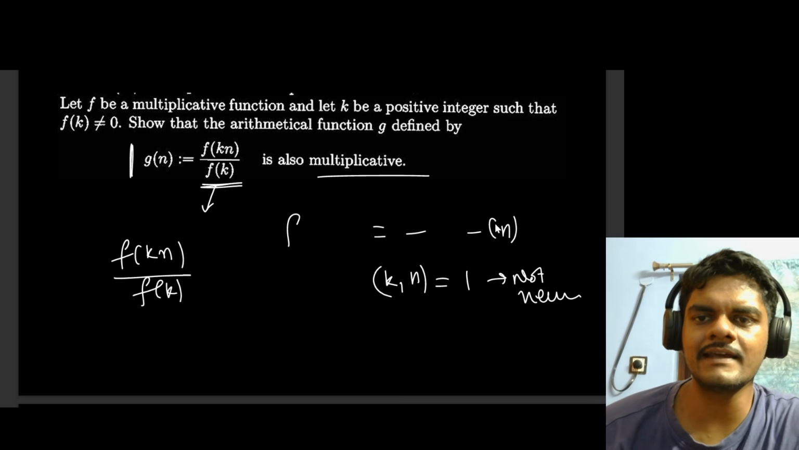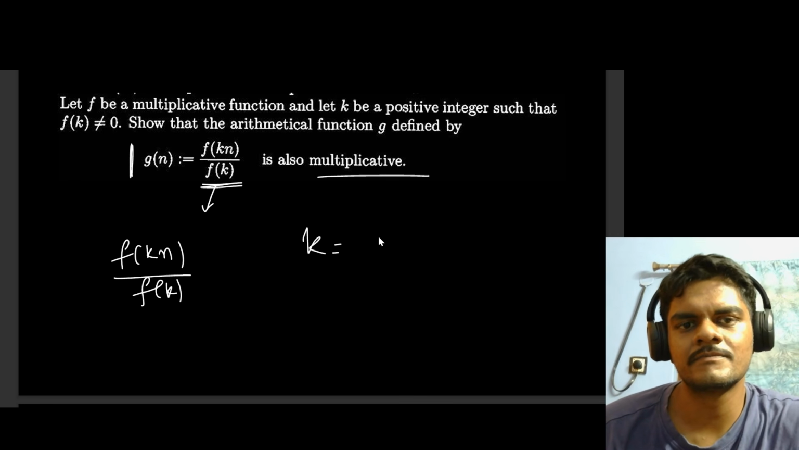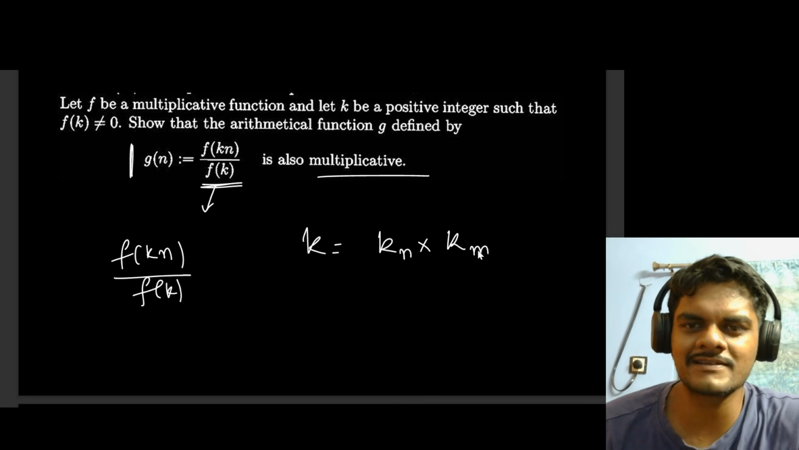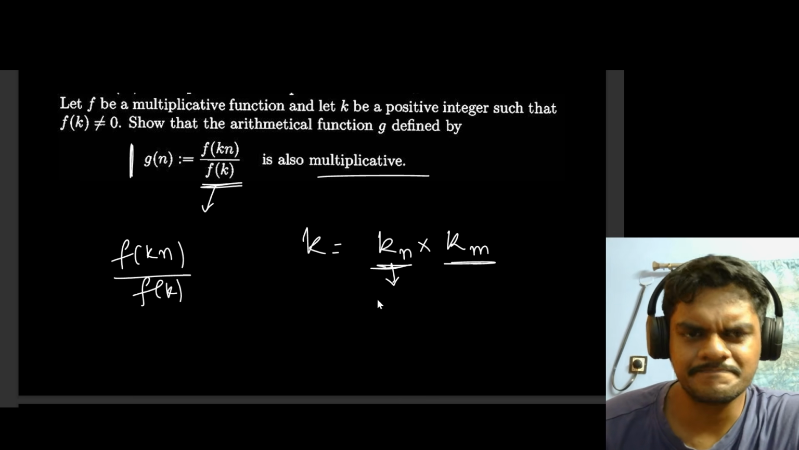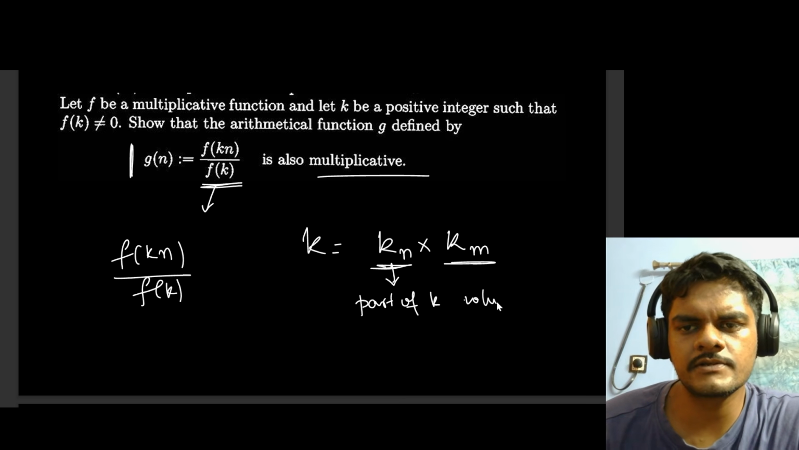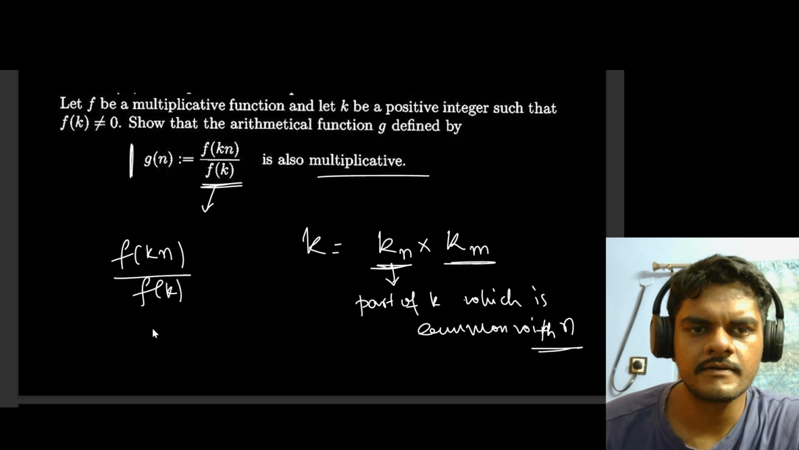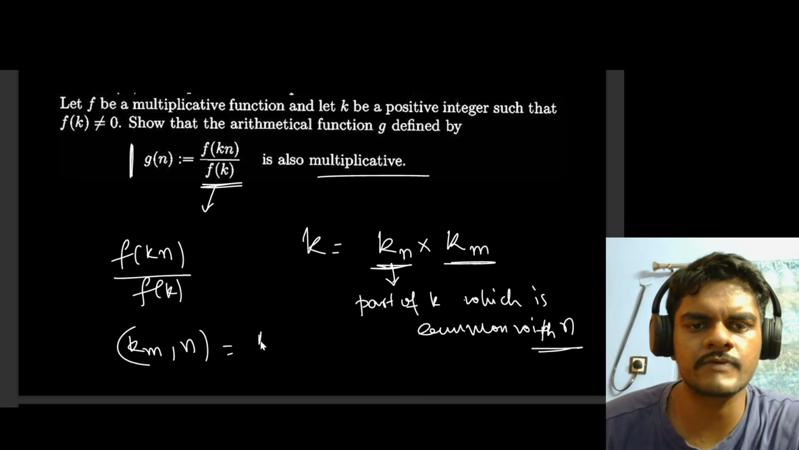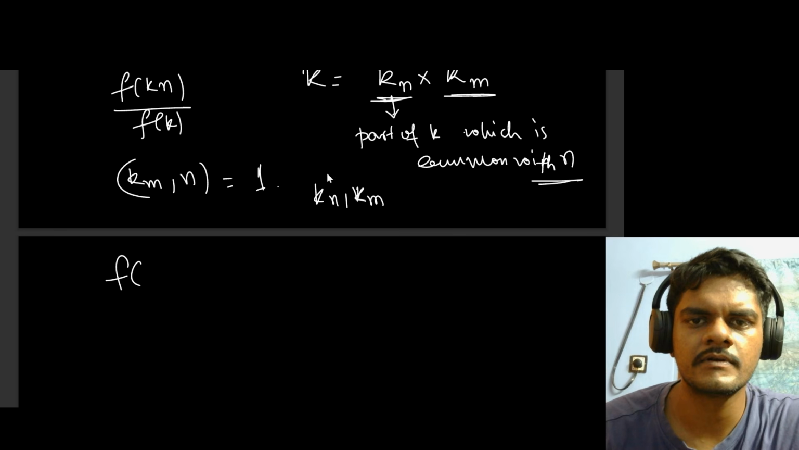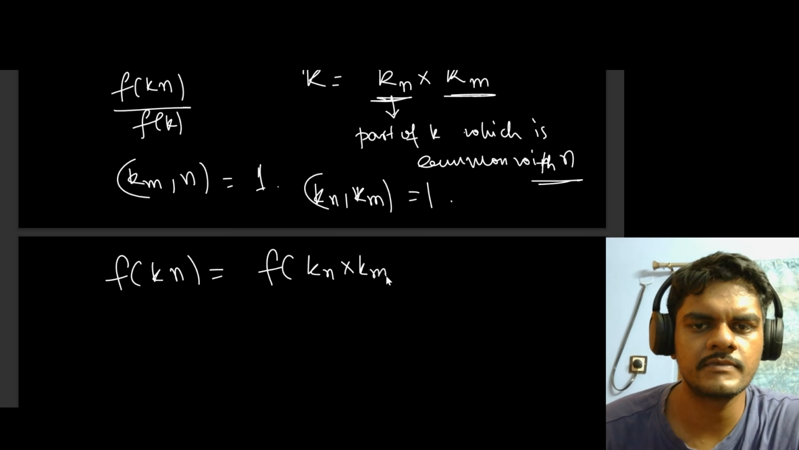So what do we do? I take factors of k which are related to n. I can write k as kn into km, where kn is the part of k which is common with n. So km comma n is 1, and also kn comma km is 1. So I can write f of kn as f of kn into km into n.